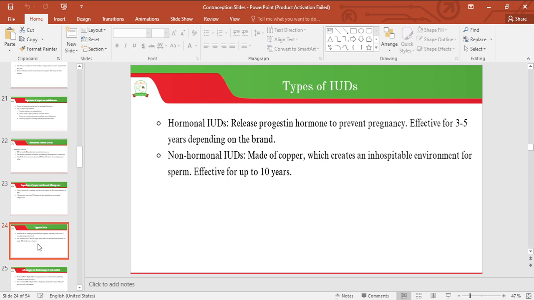Let's look at the types of intrauterine devices. Number one, we have the hormonal intrauterine devices. These release progesterone hormone to prevent pregnancy. And the hormonal intrauterine devices are effective for 3 to 5 years, depending also on the brand. Then the non-hormonal intrauterine devices are usually made of copper, which creates an inhospitable environment for sperm, and they are effective for up to 10 years.